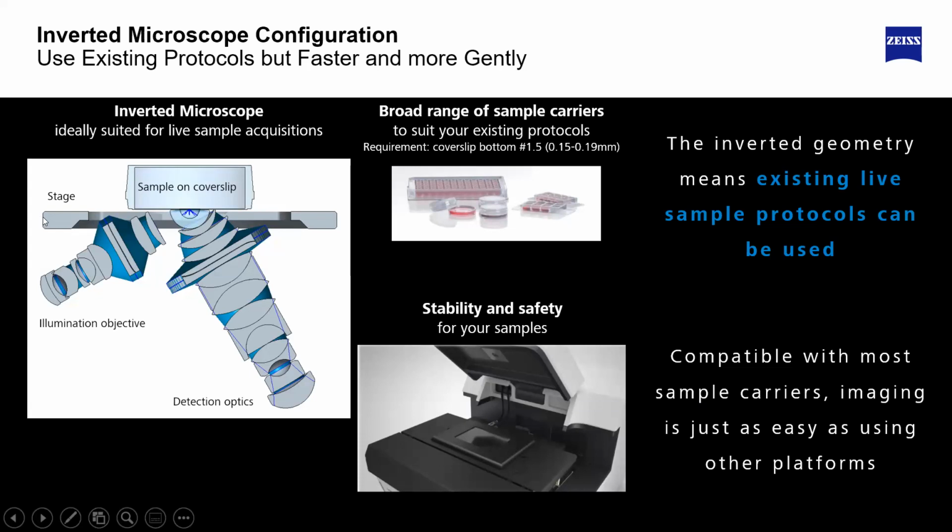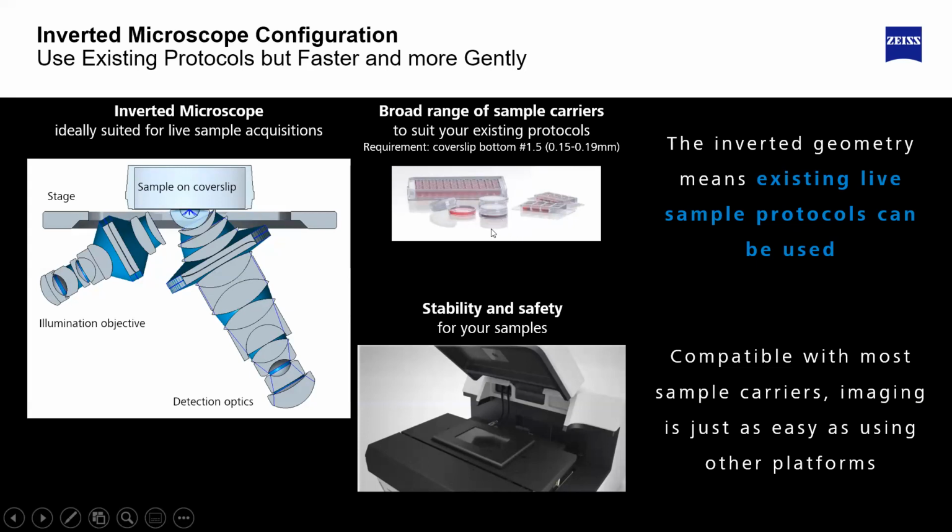As you saw in the last couple of slides, the geometry of the Lattice Light Sheet 7 is inverted compared to upright. So this familiar configuration ensures that you have full sample flexibility, and it's compatible with all standard sample carriers, meaning if you're doing live imaging, there's a good chance that you can just move your sample directly onto the Lattice Light Sheet. Anything that you are already using, things like glass bottom Petri dishes, multi-well plates, chamber slides, these are already going to be compatible with the Lattice Light Sheet 7.